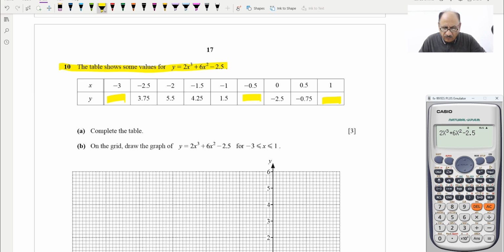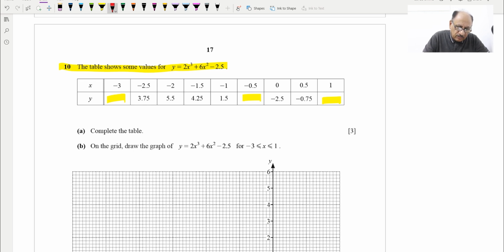We can check for one value which is given, like we can check for -1. I'm pressing the calculate button for -1. This will give us 3 by 2, which is 1.5. Right, so whatever we have typed in the calculator is correct. Now we can use it. Calculate for -3, and it is giving us -2.5, so we can write here the value -2.5.